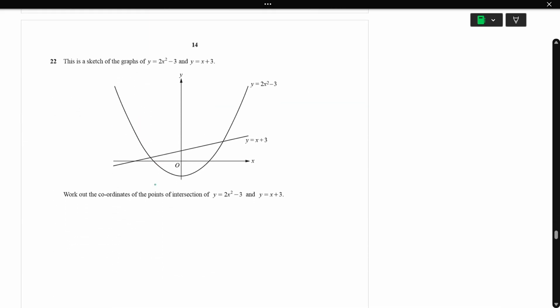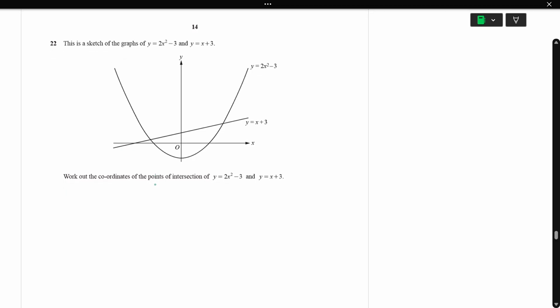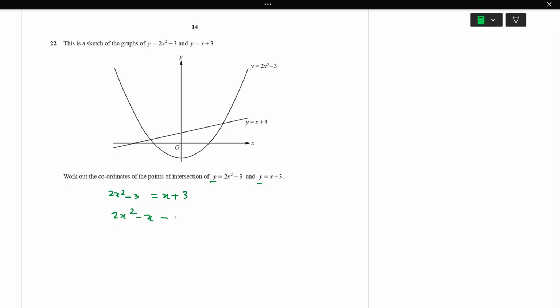Next, this is the sketch of the graph y equals 2x squared minus 3 and y equals x plus 3. Work out the coordinates of the points where they intersect. Let's make them equal: 2x squared minus 3 equals x plus 3. We need to solve for x and y. Both are y equals, so we can equate. I'll bring everything to one side: 2x squared minus x minus 6 equals 0.